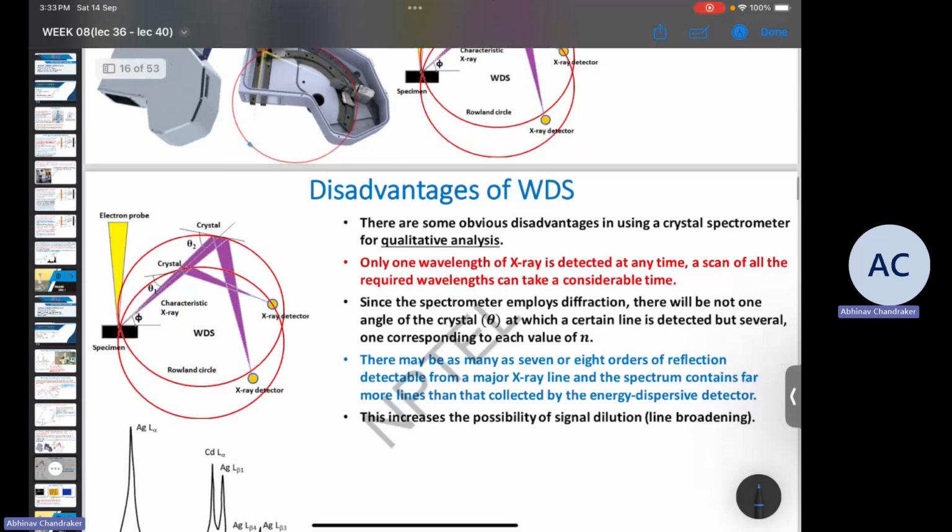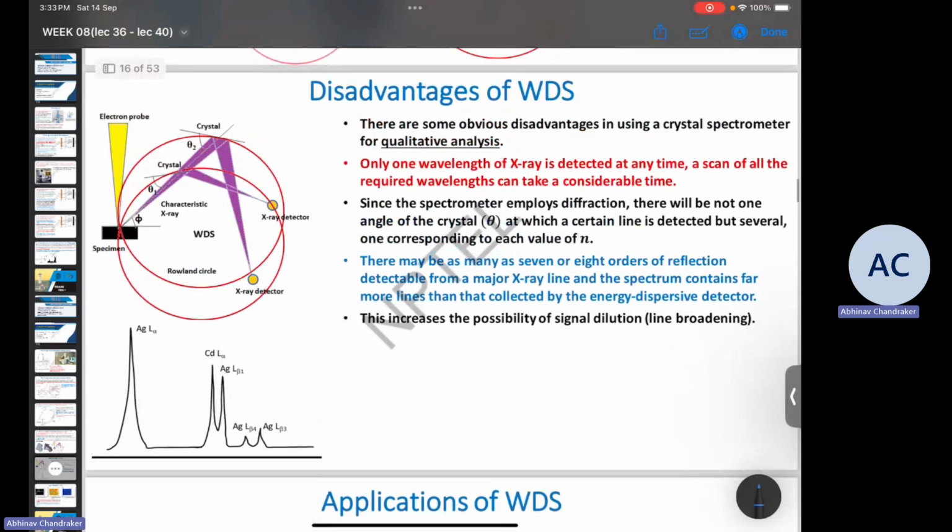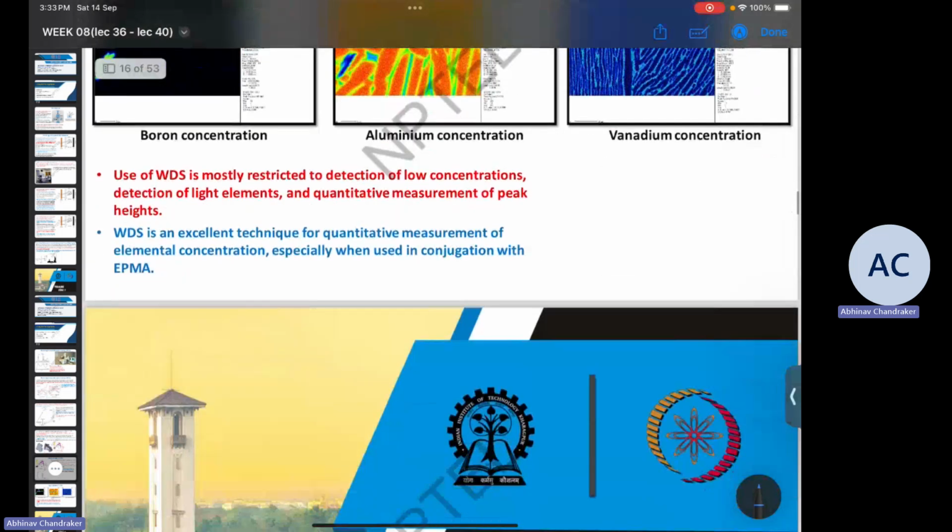Also, as I had said, one particular crystal can only be used to detect a certain range of X-ray wavelengths. So for detecting different elements, we might require different crystals. If you already have some prior information about what the composition might be or what might be the possible elements in the specimen, you will have to use correspondingly different crystals which can detect the X-rays coming from those elements, and doing this can take more time. Also, there is one limitation related to signal dilution because of multiple orders of reflection which can take place.